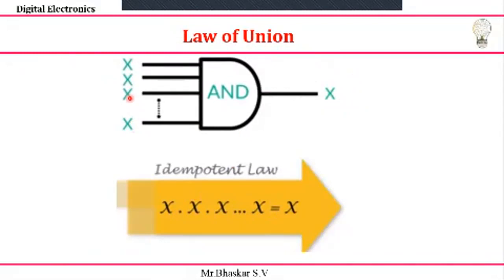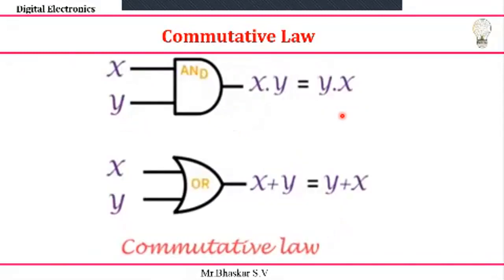If you take 0 0 0 0, I'll get 0 only. So commutative law is nothing but x dot y is nothing but y dot x. I think you studied this one, and here x plus y is nothing but y plus x. So you can interchange the variables. It is not an issue.